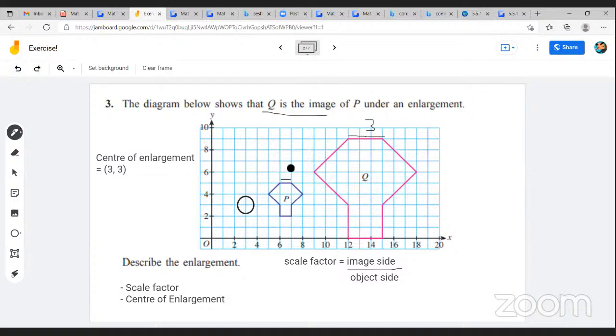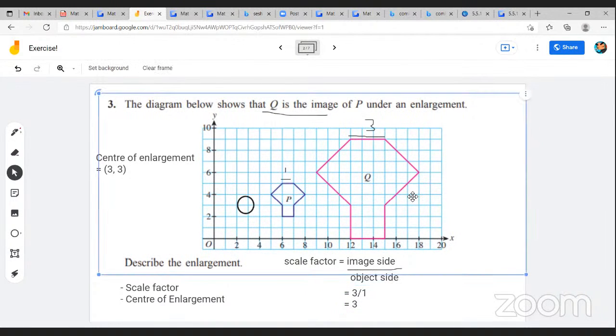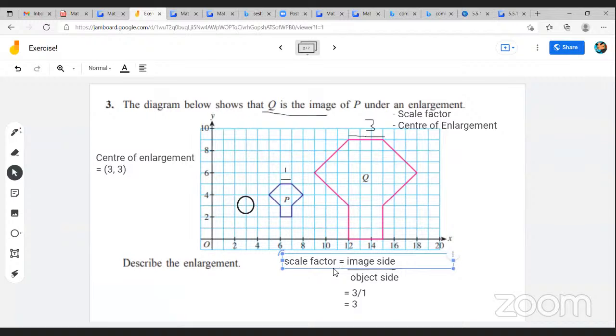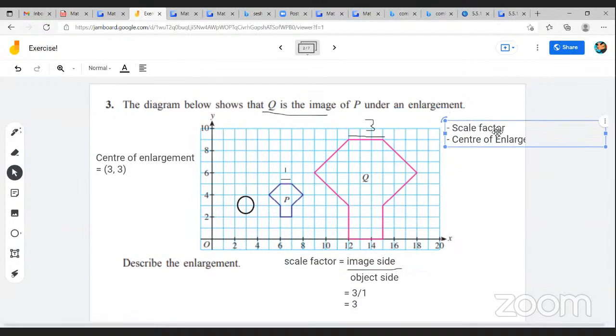So scale factor. The scale factor would be image side 3 divided by object side, which is 1. And this will equal 3 divided by 1, which is in the end equivalent to 3. So therefore your scale factor shall be 3. Simple as that. So now we know both the two important aspects, that is scale factor and center of enlargement.